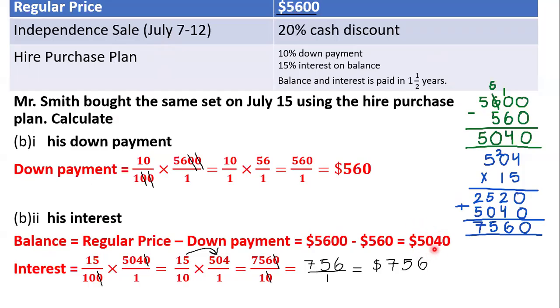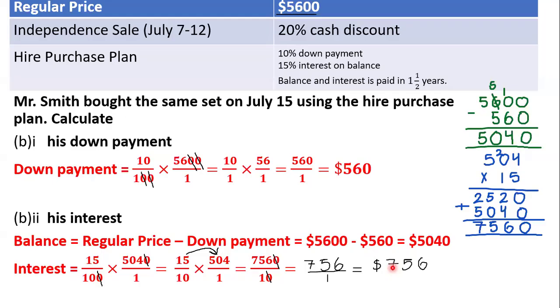He actually owes them $540. But they're saying they don't just want the $540, otherwise they ain't gonna make no money. I want you to give me the $540 plus $756, which is the interest. Right? So he has to pay the balance plus the interest.